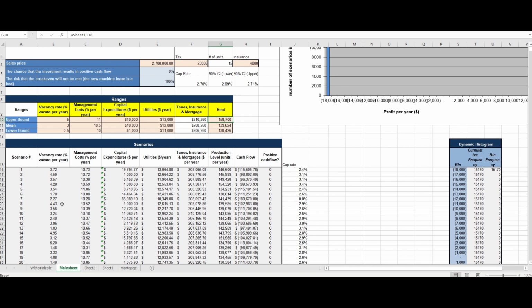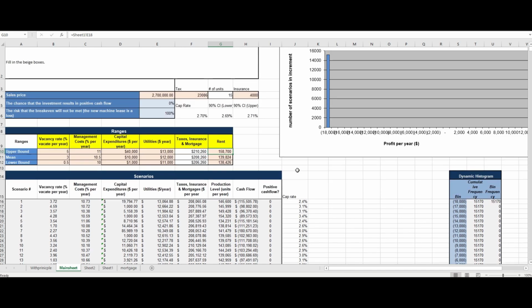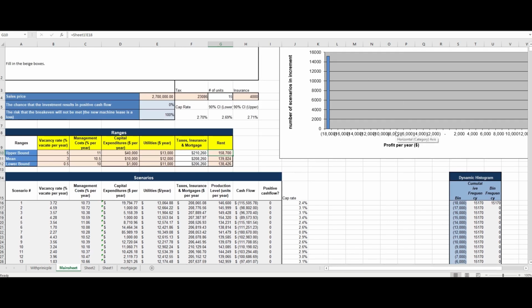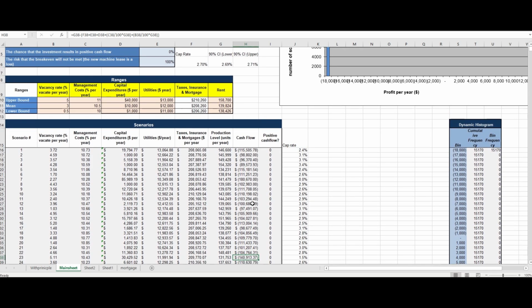So when you look at all our different scenarios, what's going to happen is up in this chart it's going to summarize what our profit per year is. And we can see that it's actually going to lose so much money on average every year. Here we see in most of the scenarios we're losing around $100,000 per year if we paid this price.